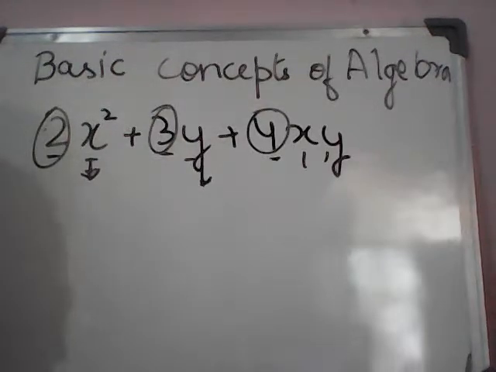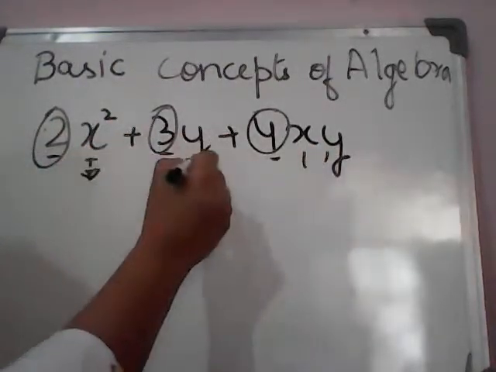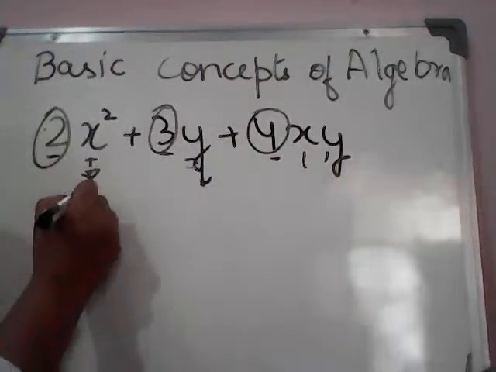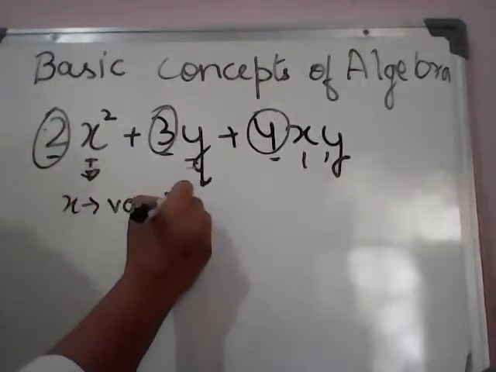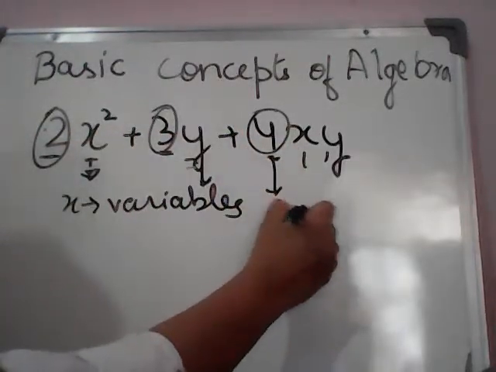Is my sound audible to all? Can you hear me? So now let us continue. So these alphabets, I'm talking about this x, y, and xy, are called variables. And these numbers are called constants.